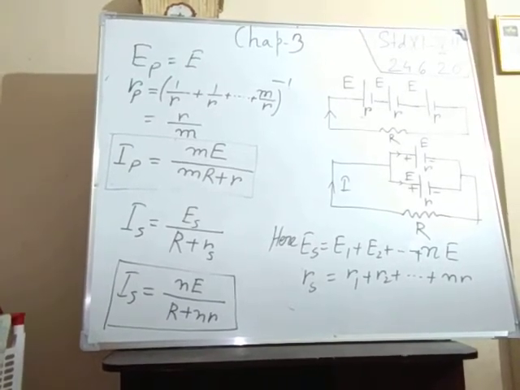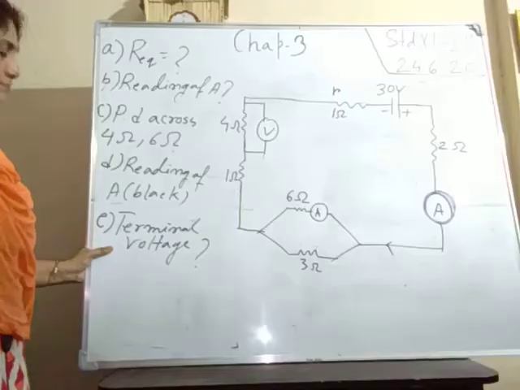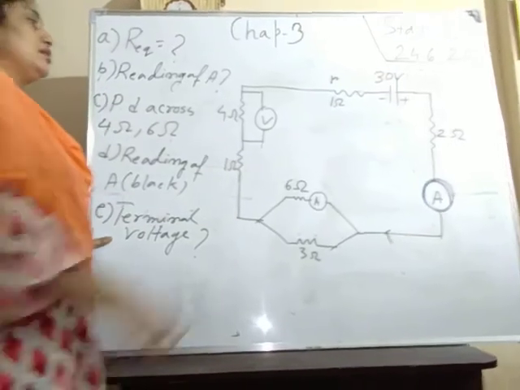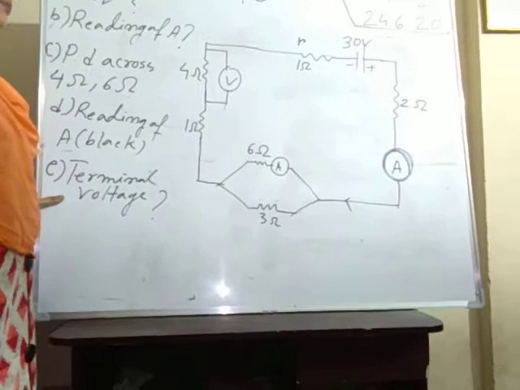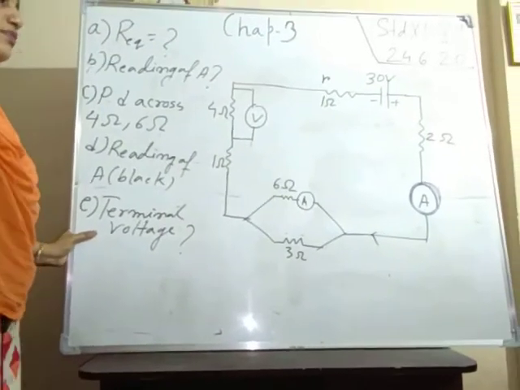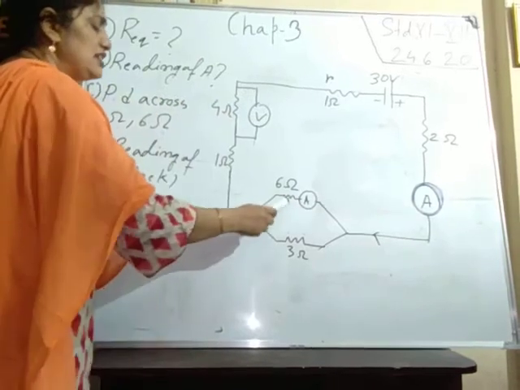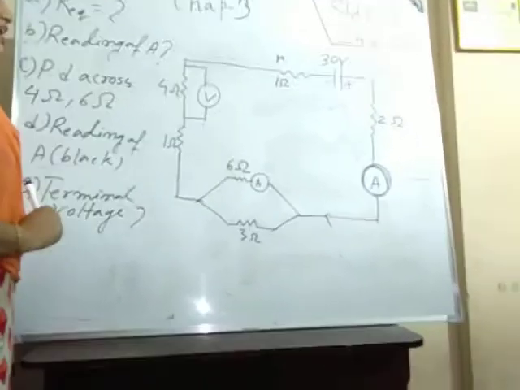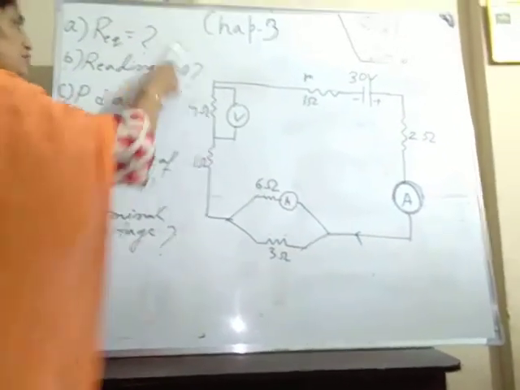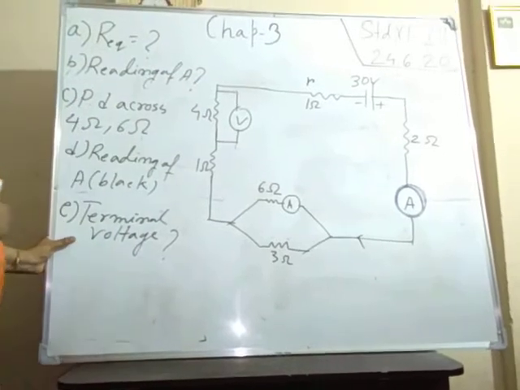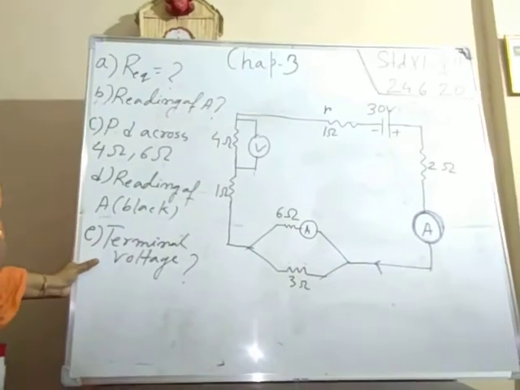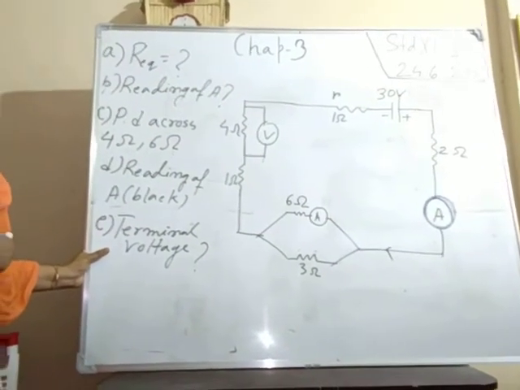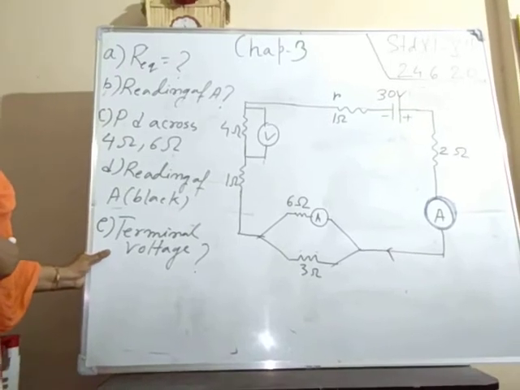Now I will show you another circuit. Look at the circuit, everybody. This is a combined circuit, that means there is series connection and also parallel combination. Look here, there is parallel combination. Now from this circuit we have to find out these five things. If we can solve this circuit, then it will help you to solve MCQ or other types of questions.